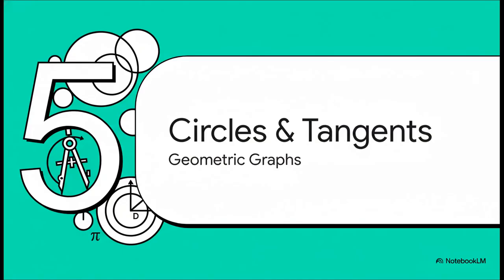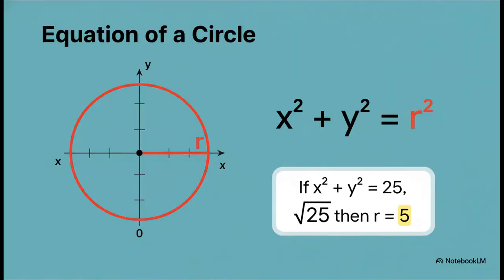And for our final section, we're looking at a very specific, very important shape that has its own special rules, the circle. So here's the equation for any circle that's centered right at the origin, the point 0, 0. It's simply x squared plus y squared equals the radius squared. So if you see an equation that says x squared plus y squared equals 25, you know instantly it's a circle at the origin with a radius of 5, because of course, 5 is the square root of 25.